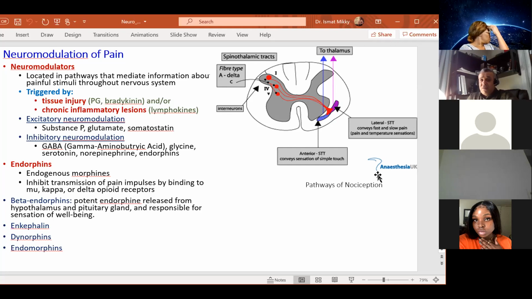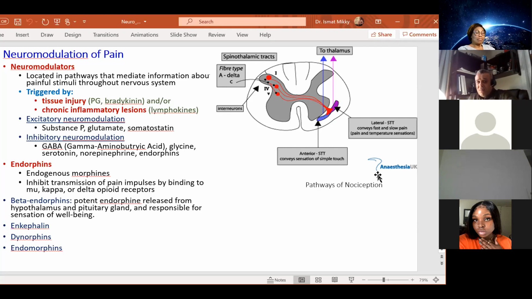The inhibition of the neurotransmitters, which is inhibitory neuromodulation, is going to result in pain relief, while the excitatory will result in pain experience. So pain relief comes from the inhibition of the nociceptors, like by glycine or serotonin or norepinephrine or endorphins. Endorphins, one form of natural production, will do the inhibition, so they will antagonize the receptors.